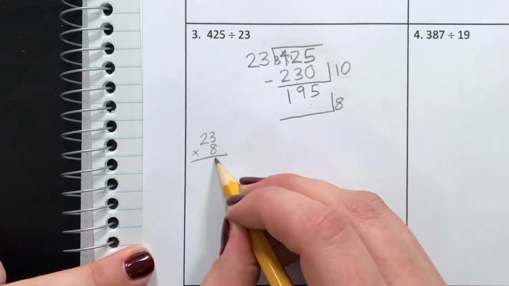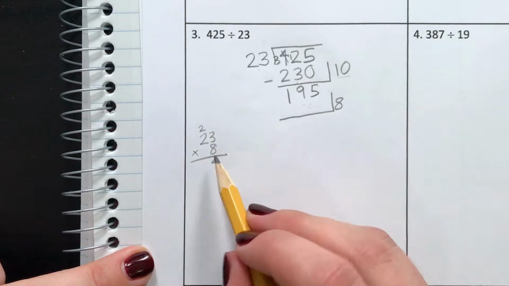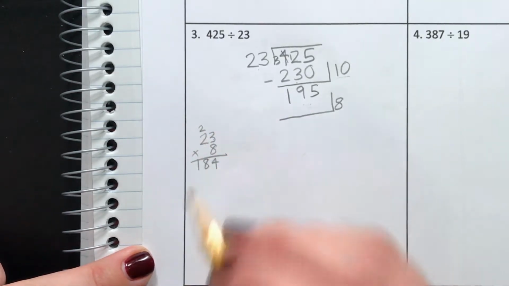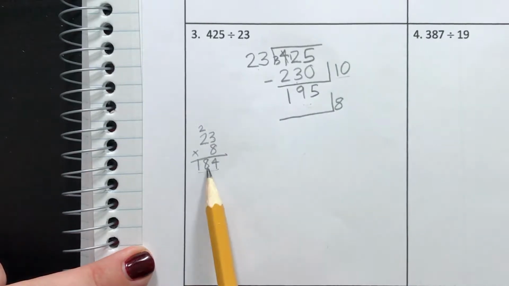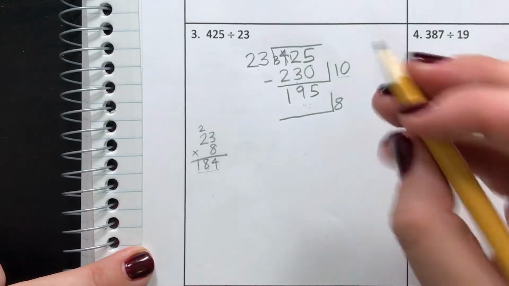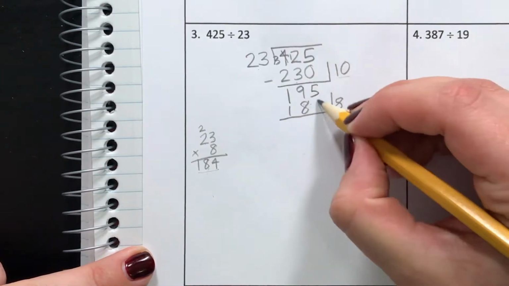8 times 3 is 24. Carry my 2. 8 times 2 is 16, plus 2 is 18, and now I have 184. Now I just have to check, is 184 less than 195? Yes, it is, so I can use that number. It was a perfect fit.